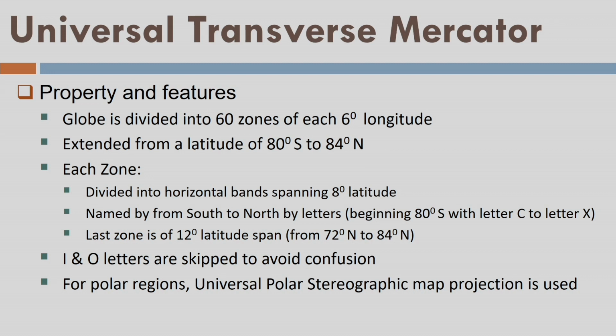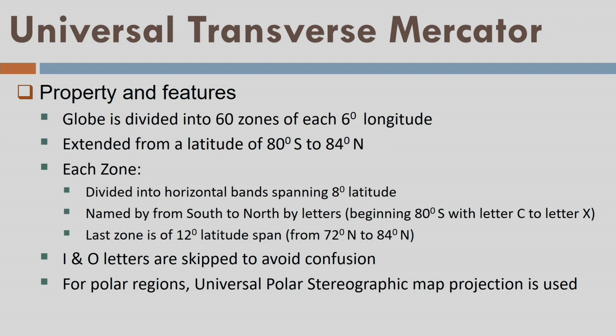We start these bands, which are 8 degrees in latitude span, with the letter C at 80 degrees south, and the last letter is X, for the last zone starting from 72 degrees, and it is not 8 degrees wide, rather it is 12 degrees wide. So we can see all this here. And secondly, we have avoided the letters I and O, which are generally confused with other characters. So now we have so many zones.